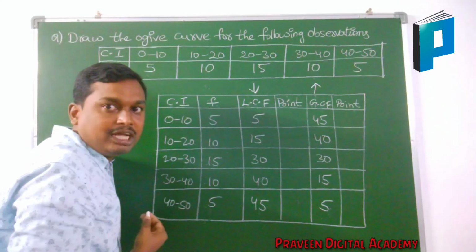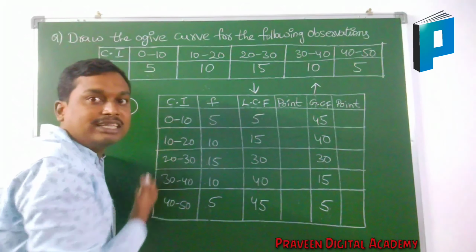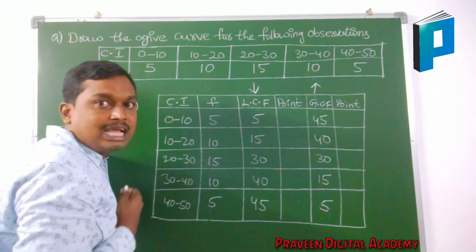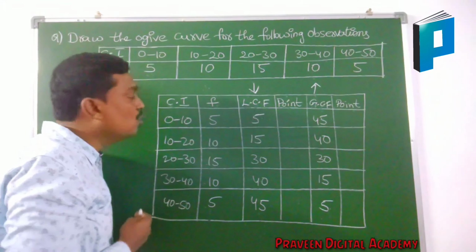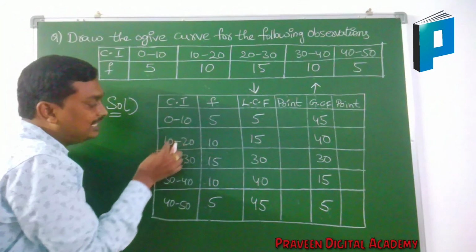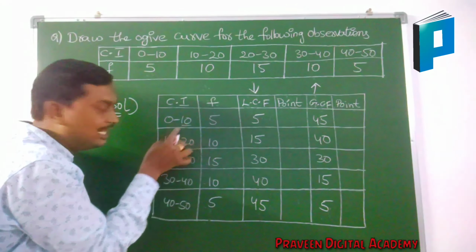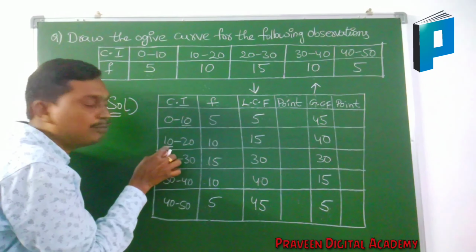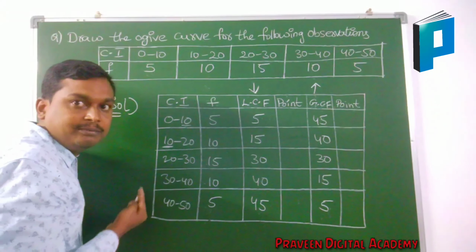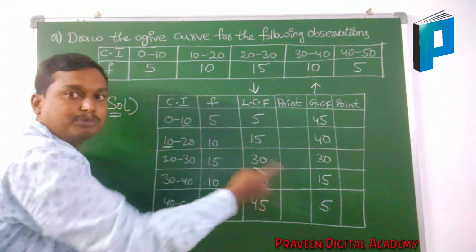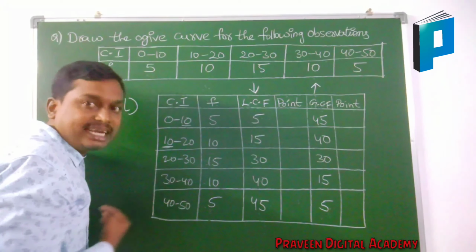This is the way we will find the LCF and GCF for the given observations. While finding the LCF or GCF, you have to check the class intervals: whether the upper boundary of the first class interval is equal to the lower boundary of the next class interval or not. If it is equal, you proceed with the problem. If it is not equal, we will make it equal.